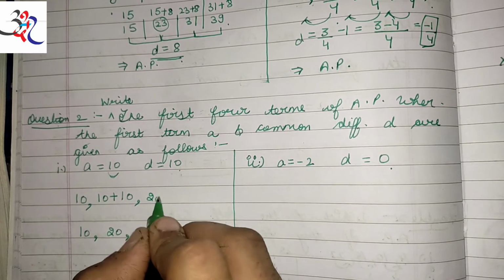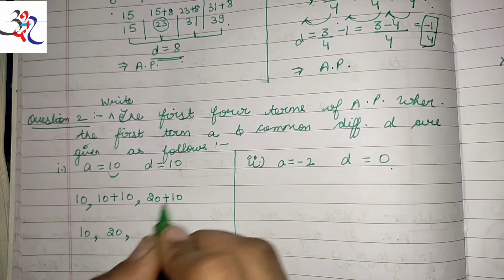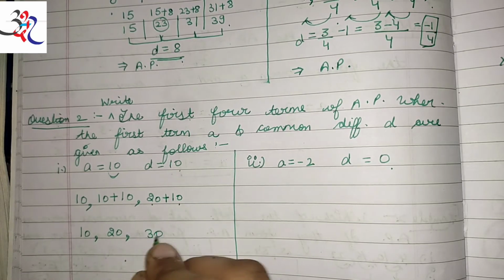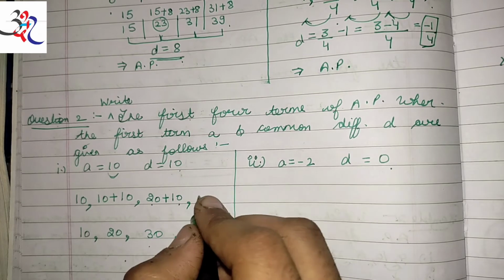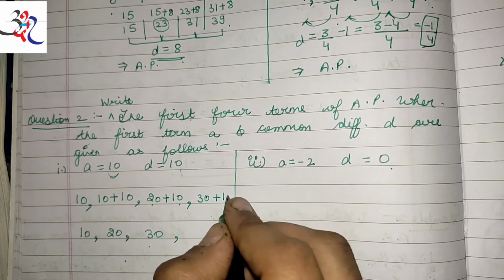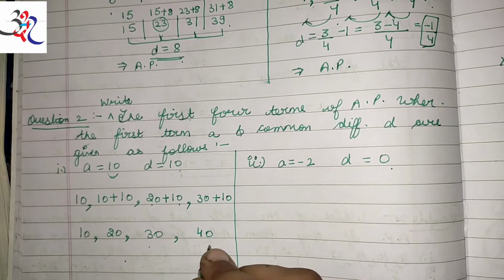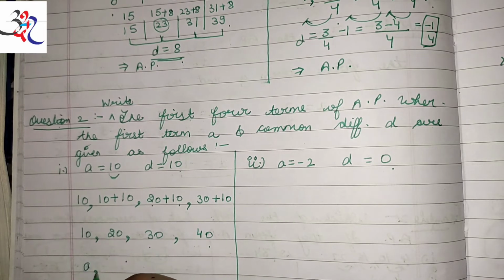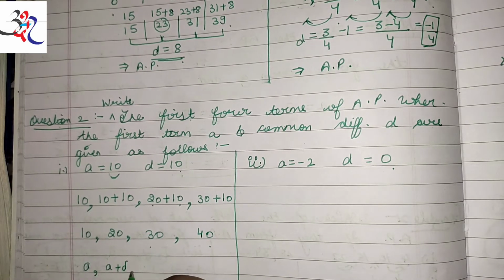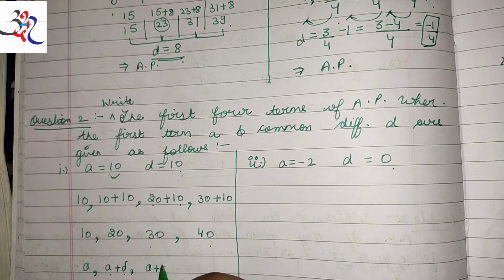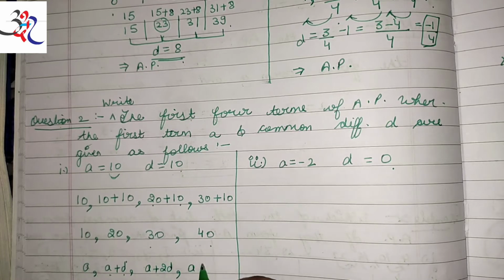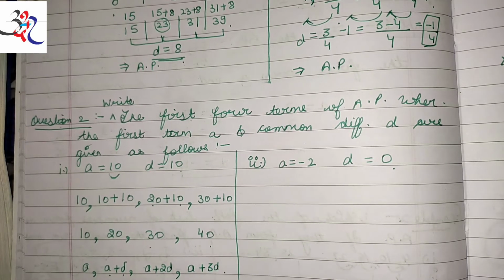How to find the third term? Third term is 20 plus 10, which is equal to 30. Then my next term is 30 plus 10, which is equal to 40. I have told you the general form. General form is a, a plus d, a plus 2d, then a plus 3d.